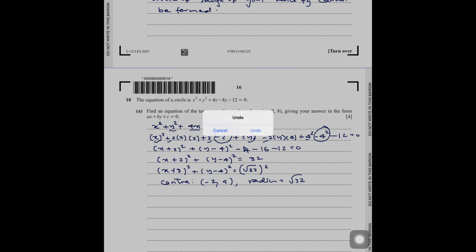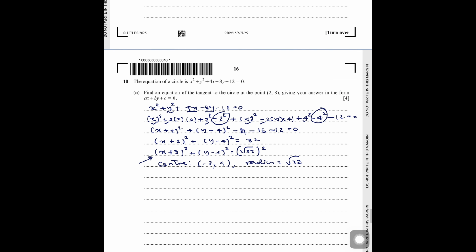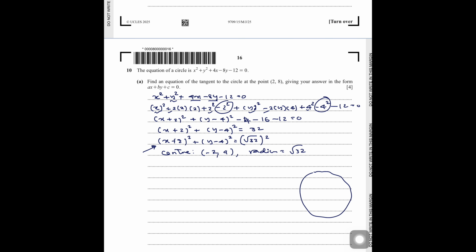For the center, positive is negative and negative is positive. Because x plus 2, I wrote minus 2. And y minus 4, I wrote plus 4. Right? Now, what I had is this. My center of the circle is negative 2, 4.